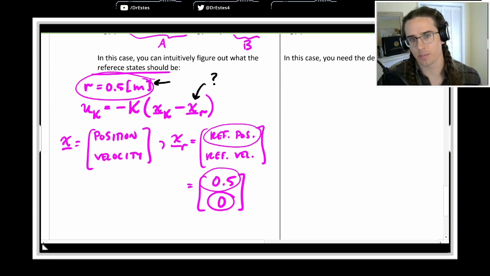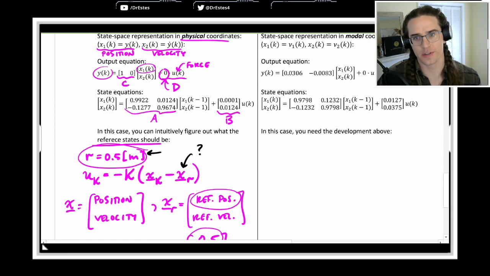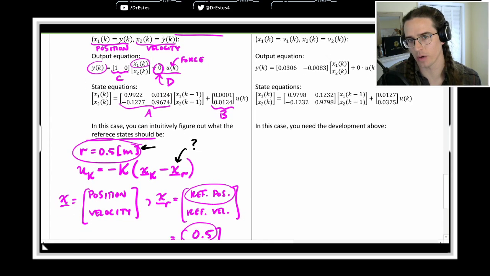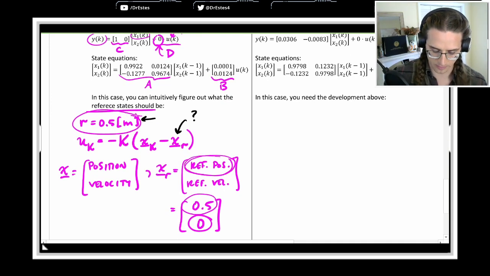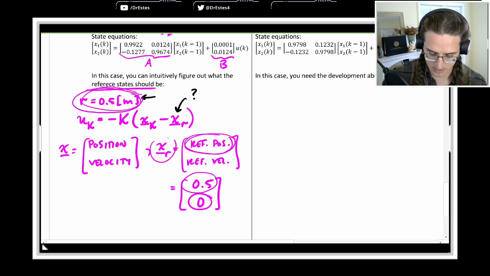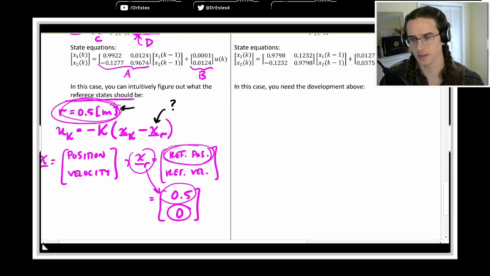So this is an example when you know physically what your states are very well, and you know the relationship between the states and the reference signal, then it's very easy to define what the reference states should be. Let's come over here to the right hand side though.